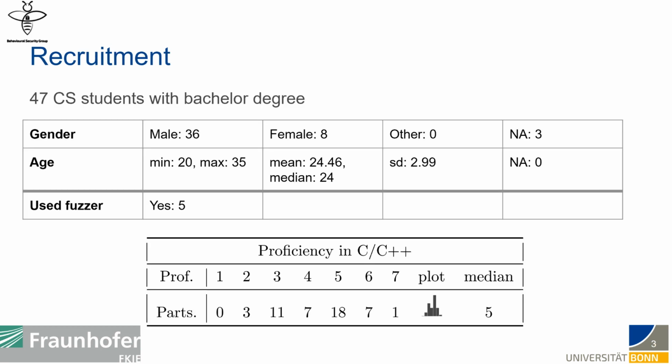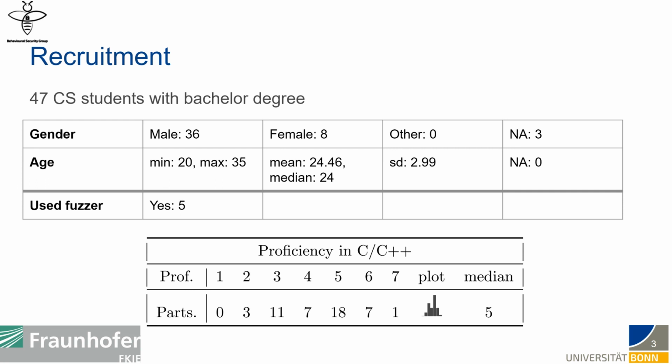Firstly, we want to provide you some details on our demographics. We started with 47 computer science students with a bachelor degree. 36 participants were male, 8 were female. 3 participants did not disclose their gender. We asked the participants to report their programming experience in years. Their answers lie in a range from 1 to 13, with a median of 7.